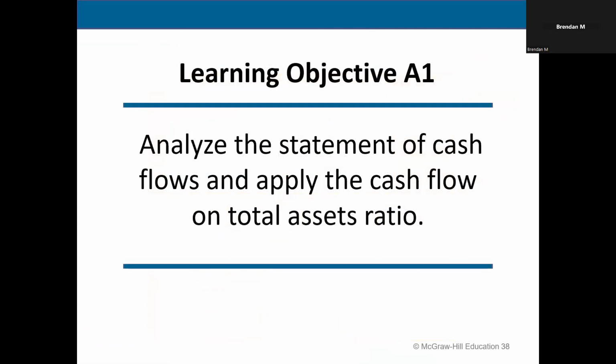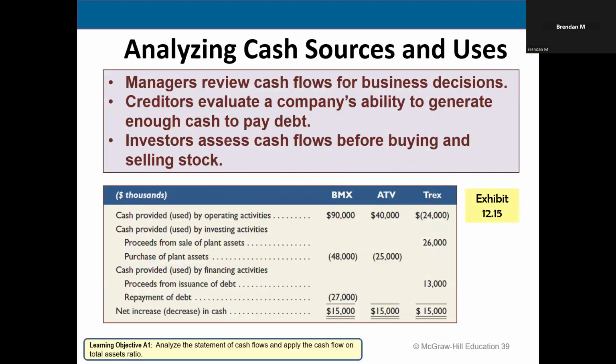Apply the statement of cash flows on total assets ratio. What do we have here? Here's a company that had an increase in cash of $15,000, and so did its competitors: BMX, ATV, and T-Rex. They all have net income from cash increase. So on the surface, that's good.